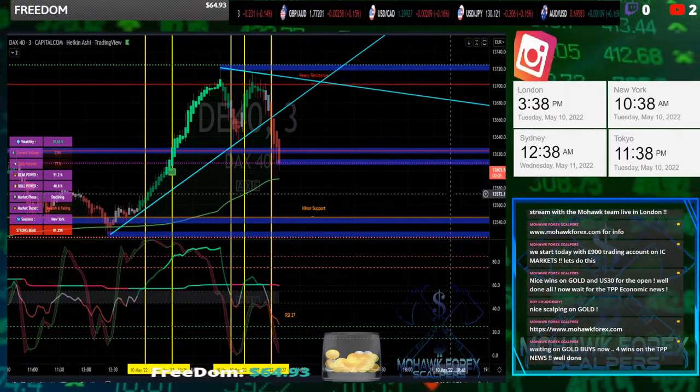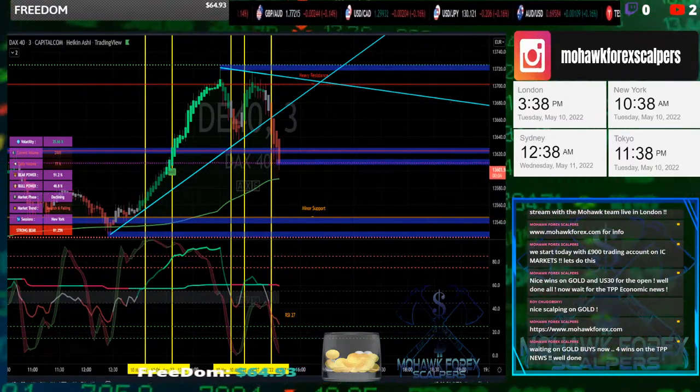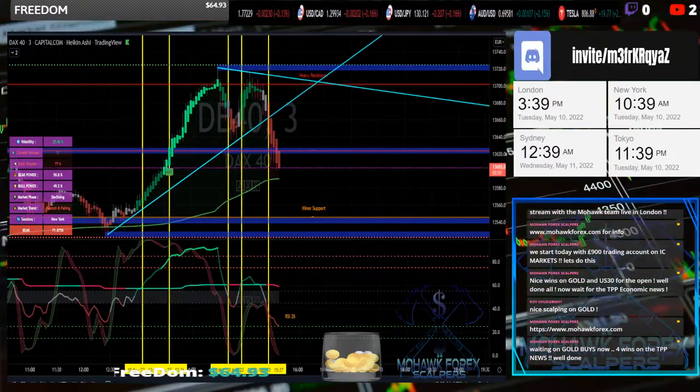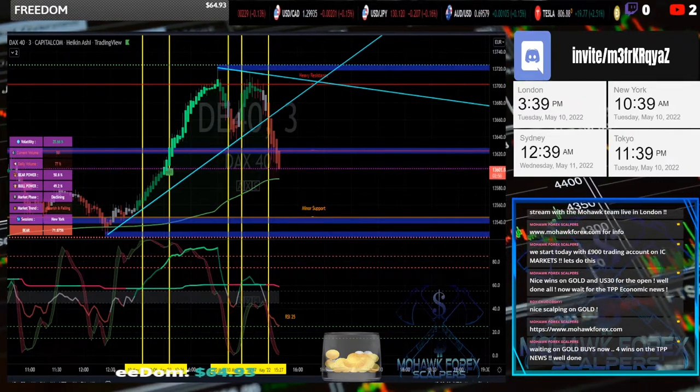Potential for 10, this is it, you got 6 seconds to the next candle, let's have a look. Quite nicely.